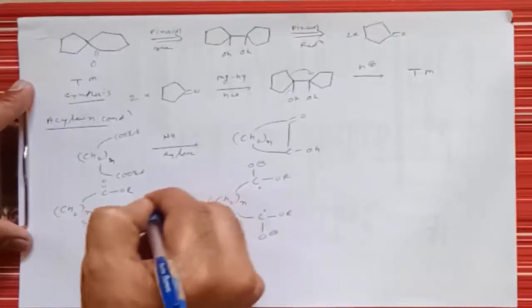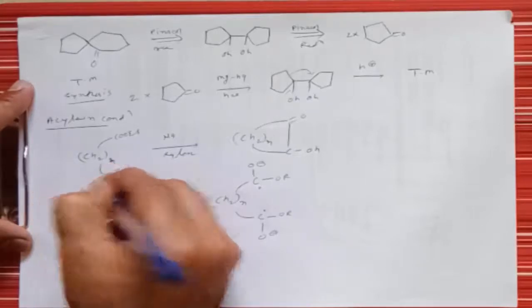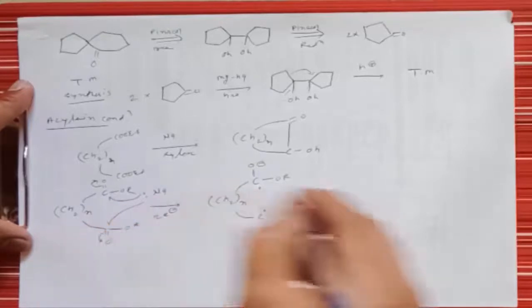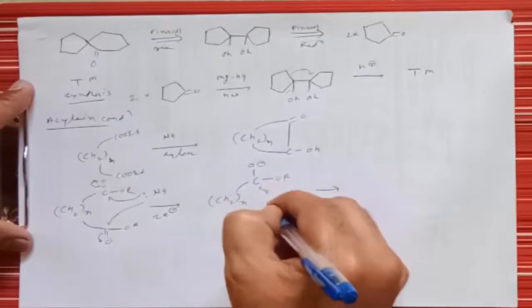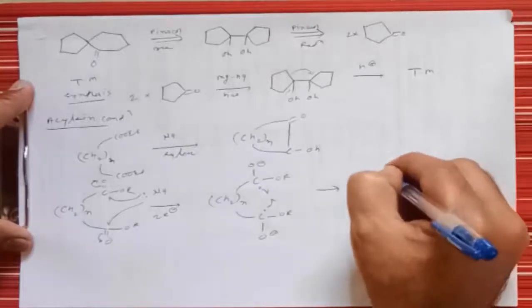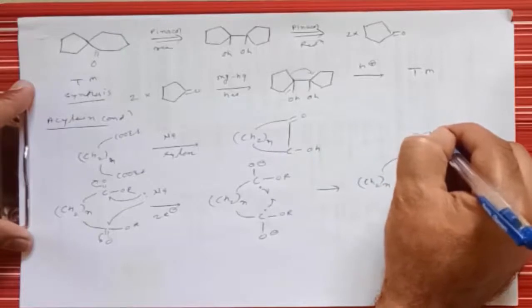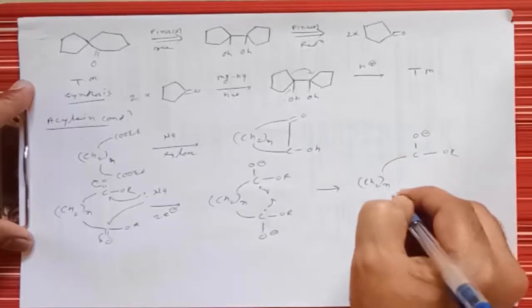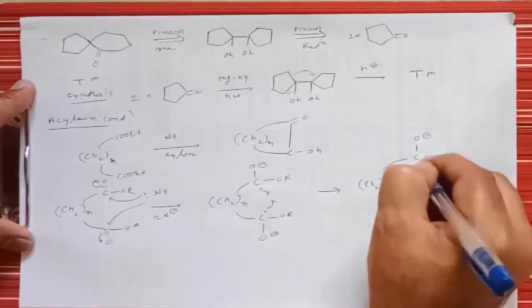So that means one radical will be used on this carbon, and another electron will be shifted to this carbon, and it gives formation of such type of radical. Then these radicals will be combined, and it gives formation of a cyclic system, CH2 n times, here is C O minus, and on the other side there is C O minus, here is OR.